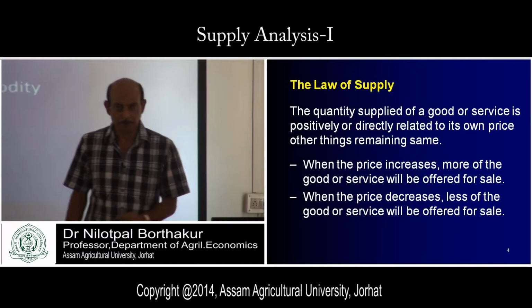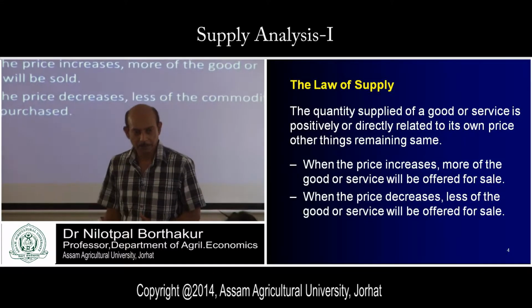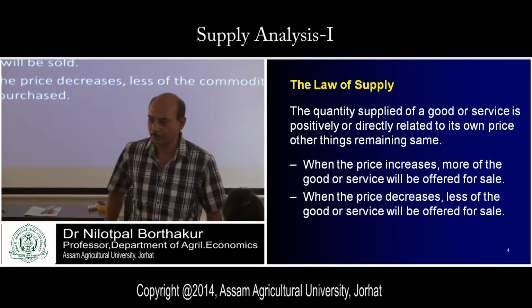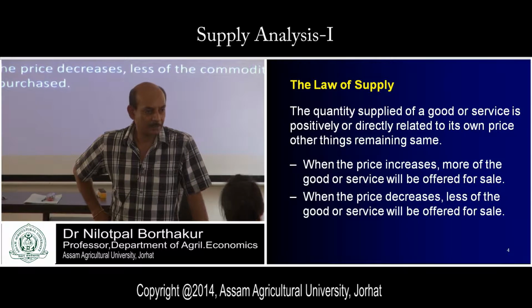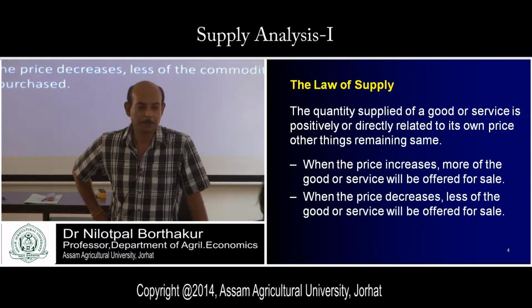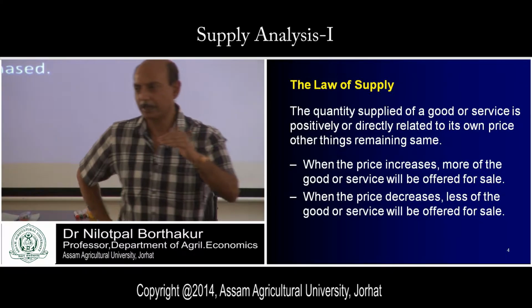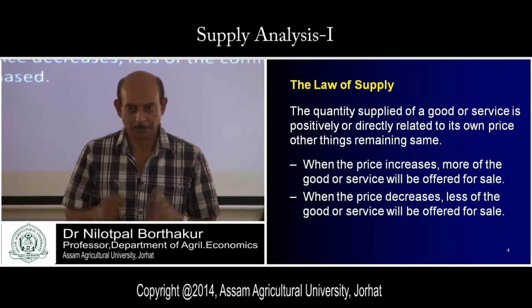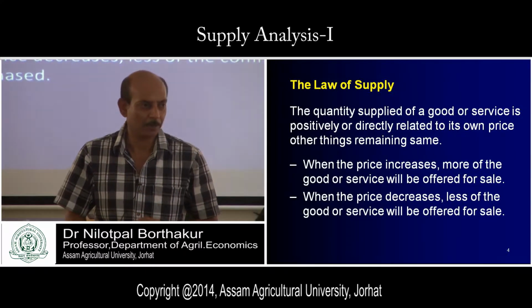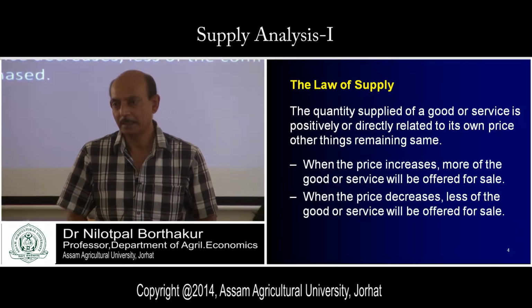Now comes the law of supply. As we know, a seller is interested in selling more if the price is more, and he doesn't want to sell more if the price goes down. So from this we get a direct relationship between the price of the commodity and the supply. From this particular relationship, a law is formulated, and that is called the law of supply.